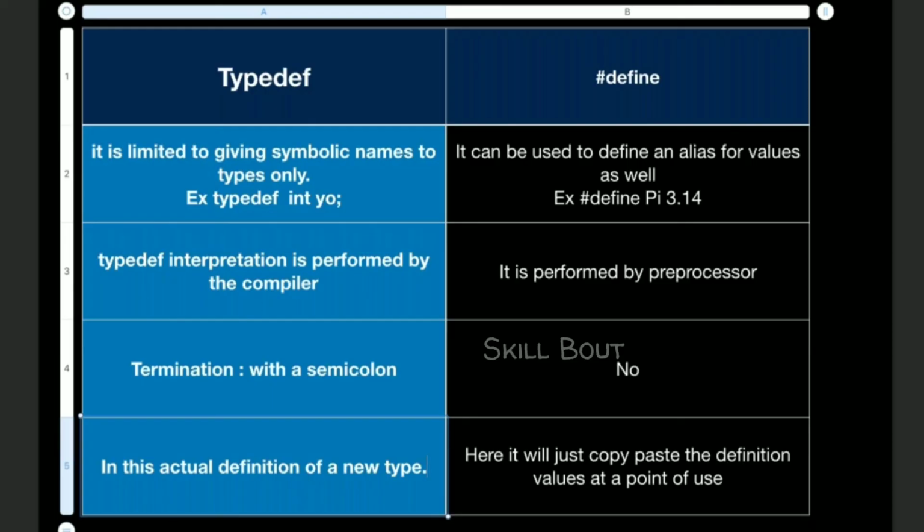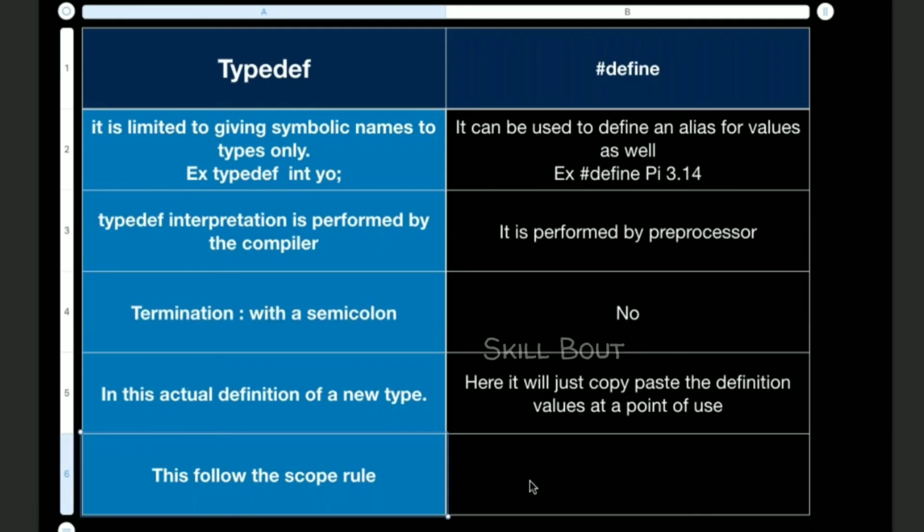So you can say typedef follows scope rules. Here, since you are playing with the preprocessor, there will be no scope. From where you are using it, from there you can use it. Or else you can just say no scope rule. This is all about your typedef and #define.